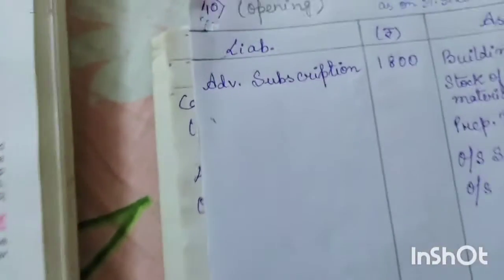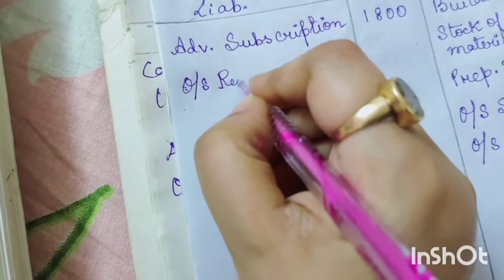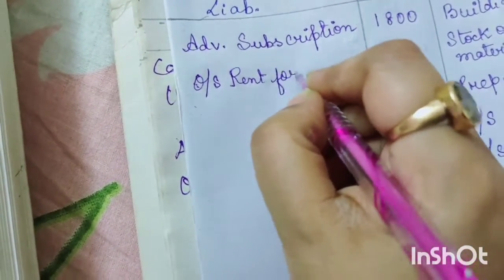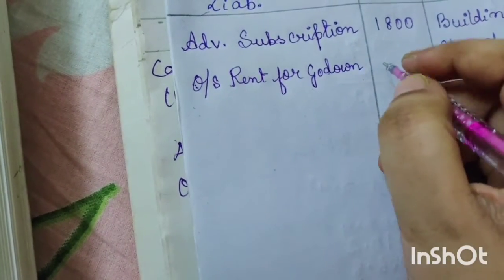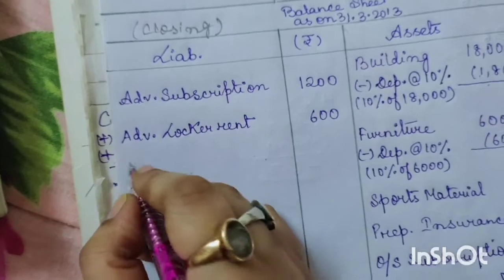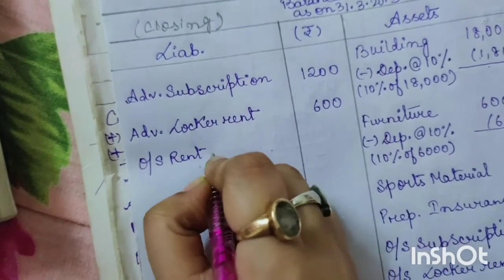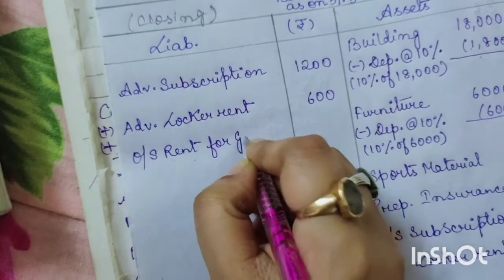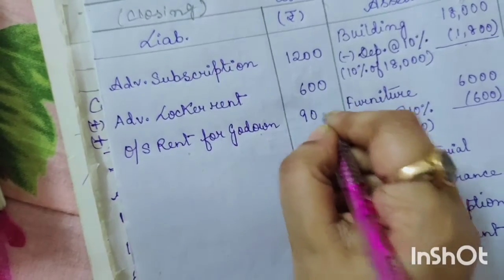So in the liability side we will record outstanding rent for godown. The opening balance was 1800, and in the closing balance sheet we will record outstanding rent for godown 900.